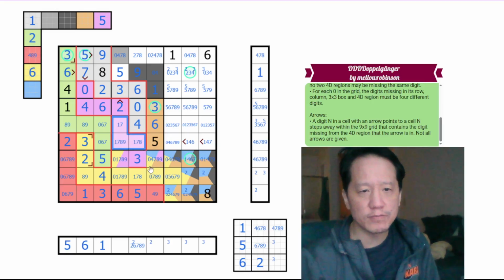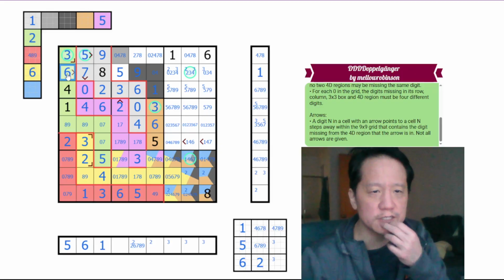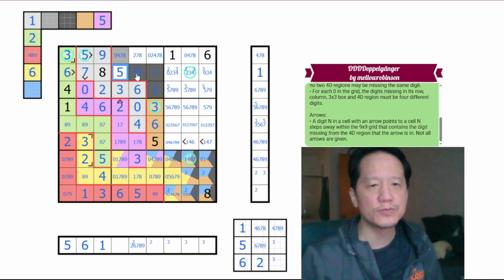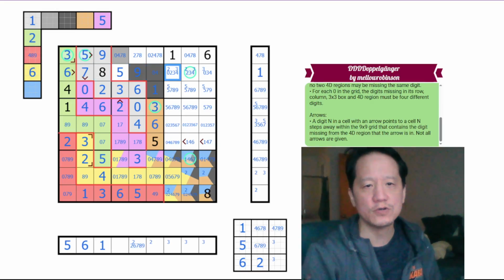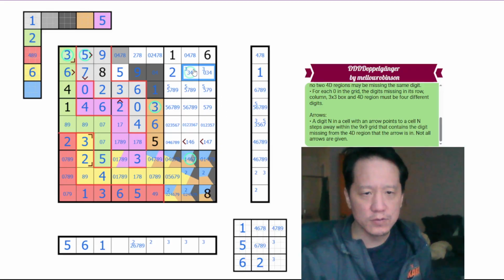6 in the pink region. 6 here, so this is 0, 7. No more 6 in the red region. So this is 1. 6 away means 1, 2, 3, 4, 5, 6 is a 2. So this is 2, which means this cannot be 2. It's 3 or 4. That also eliminates 2 in the rest of the column. So no 2 here, no 2 here. So 2 is one of these 3.